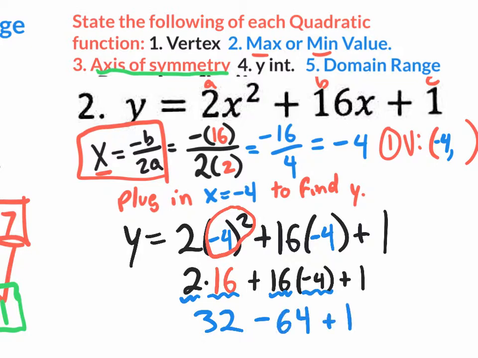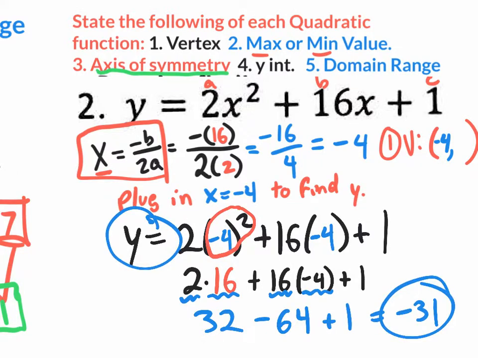And now it's just a matter of adding and subtracting. And of course, you could use a calculator right there. 32, take away 64, that's negative 32. And negative 32 plus 1 is? Negative 31. What did we just find here, guys? The y value of our vertex, right? It says y equals, and we found out that it equals negative 31.